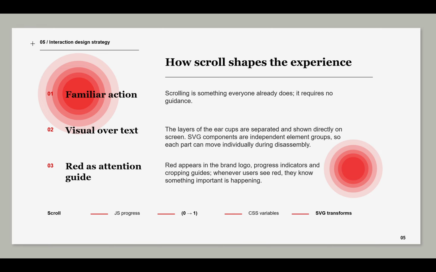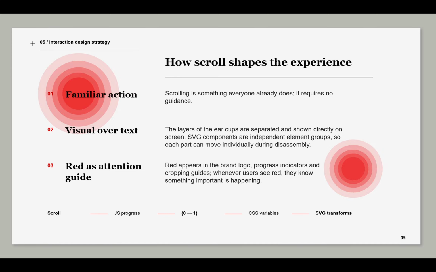The third is the red visual system. Red appears in the brand logo, progress indicators, and cropping guides. The entire interface consistently uses the same shade of red. Whenever the users see red, they know something important is happening.